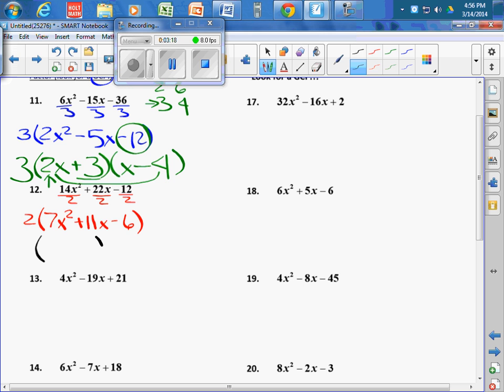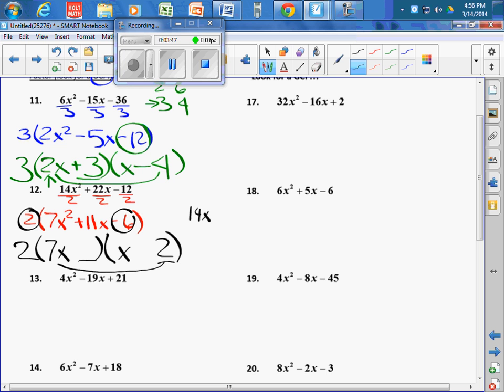The only way I can break up the 7x squared is by using 7x and x. Don't forget to bring down the 2. May as well bring it down now. Now I need factors of negative 6 here and here, so that the bottom part of FOIL, I end up with positive 11x. If I were to put a 2 here, wouldn't that give me 14x here? And if I put a 2 there, that means I would have to have a 3 here. And won't that give me 3x here?